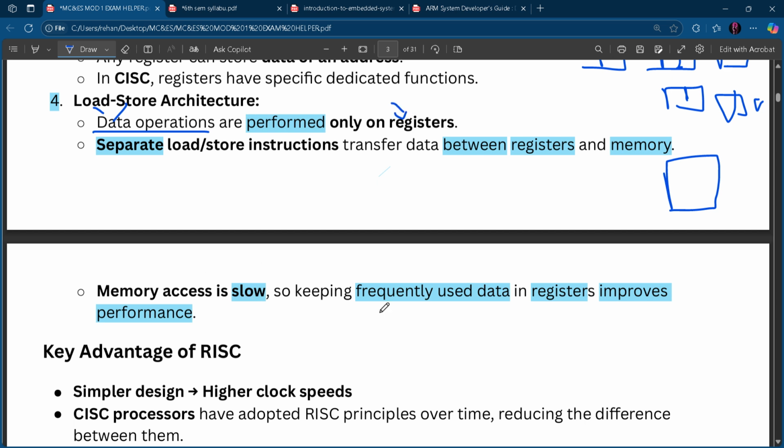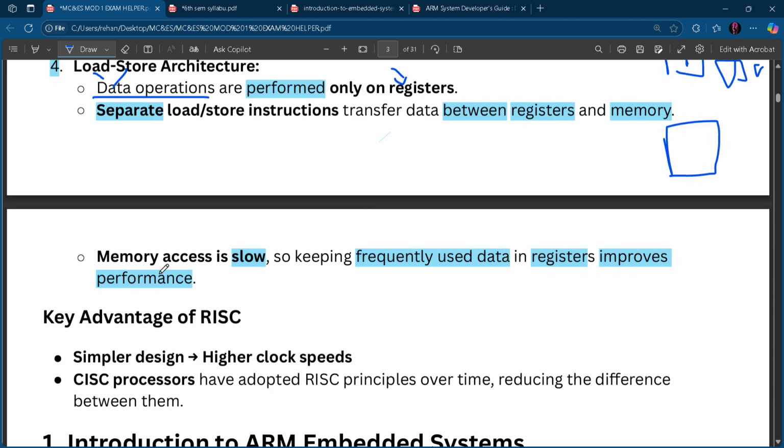Memory access is slow, so keeping frequently used data in registers improves performance. Here, the time taken to access data from the memory is slow. It has multiple general purpose registers, right? So it keeps the data in those registers like a cache, so that it's easy to access the data from those registers instead of fetching it from the memory again and again. That's what it's saying: memory access is slow, so keeping frequently used data in registers improves performance.